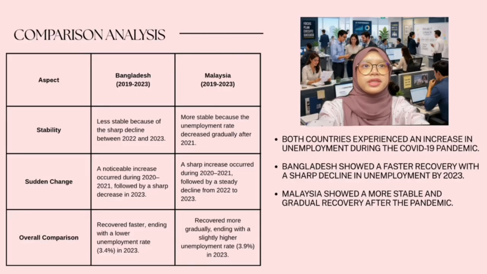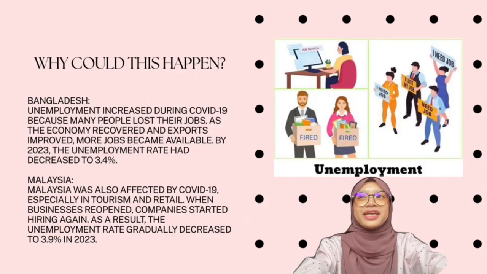Both countries experienced an increase in unemployment during the COVID-19 pandemic. Bangladesh showed a faster recovery with a sharp decline in unemployment by 2023. Malaysia showed a more stable and gradual recovery after the pandemic. Why could this happen? In Bangladesh, unemployment increased during COVID-19 because many people lost their jobs. As the economy recovered and exports improved, more jobs became available. By 2023, the unemployment rate had decreased to 3.4%.